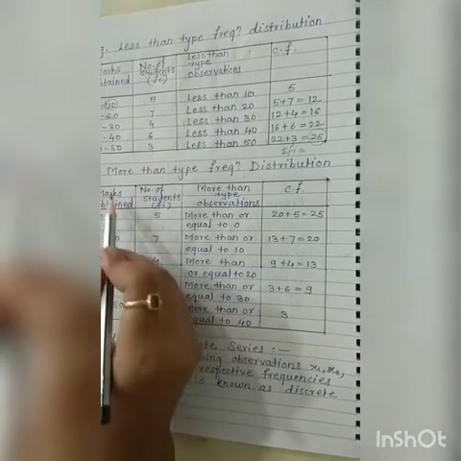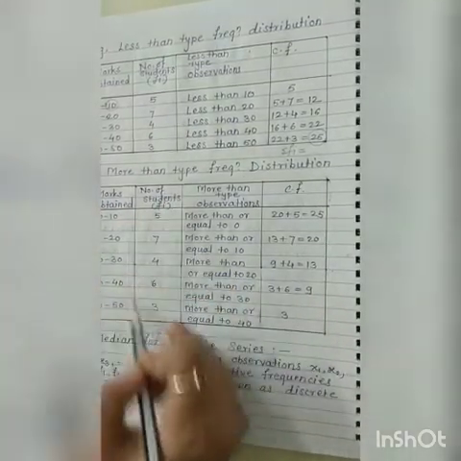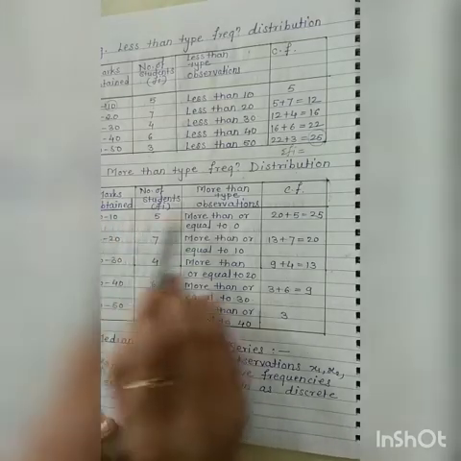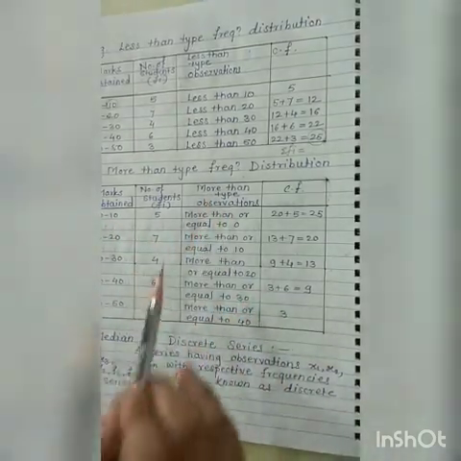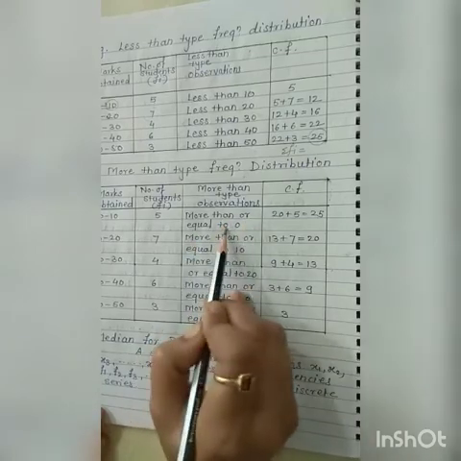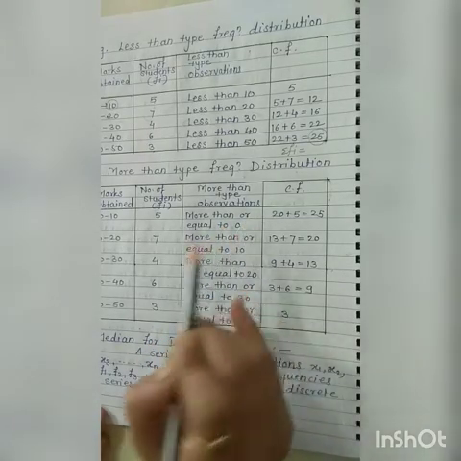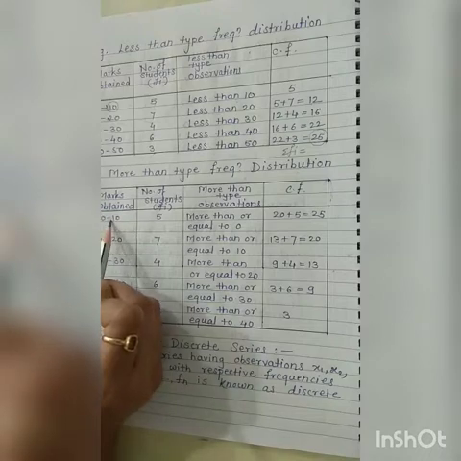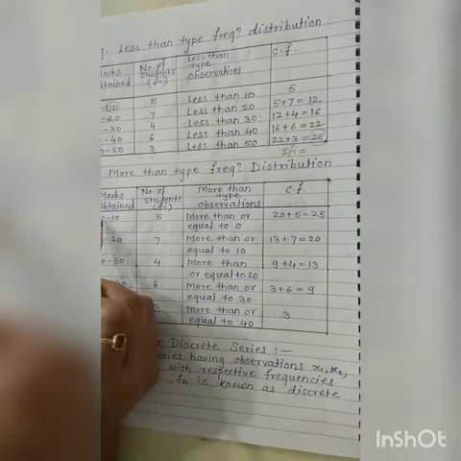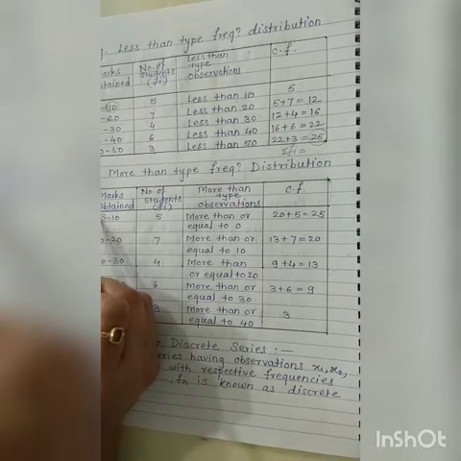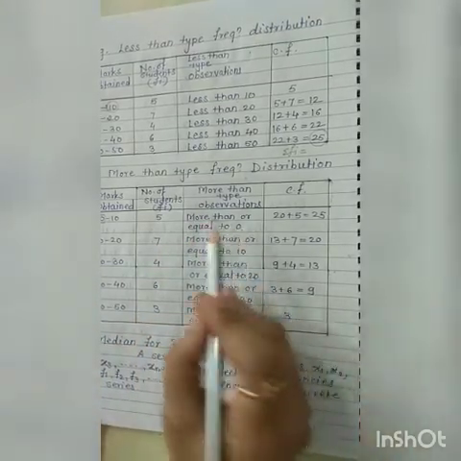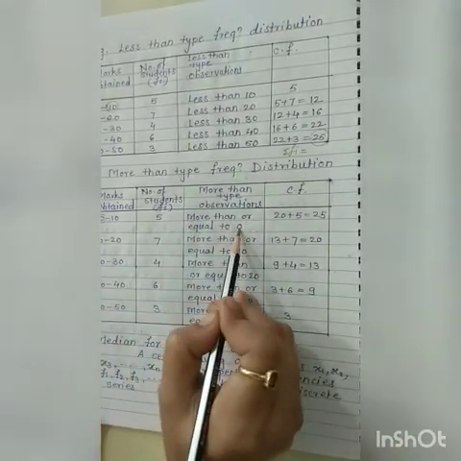Now let us see the more than type cumulative frequency distribution. Here the same marks obtained and number of students I have written. Now convert these class intervals into more than type observations: more than or equal to 0. That means here the marks obtained are more than 0 but not less than 0, and this 0 is included in this class interval, so equal to 0. More than or equal to 0.